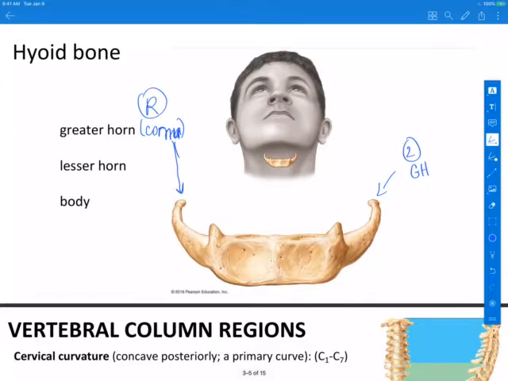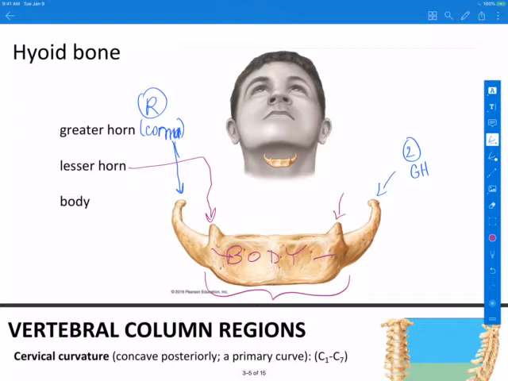Now the lesser horn is more anterior, and you can see that right there. And there's also one on the other side, the right and the left. It's the neck muscles that attach to these horns, and they assist with swallowing and speech. The body of the hyoid bone is basically the largest part, or the biggest main part of the bone. And so that would basically include this and this. That would be the body right here. Okay.